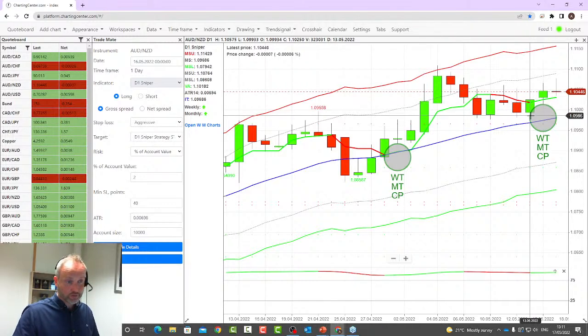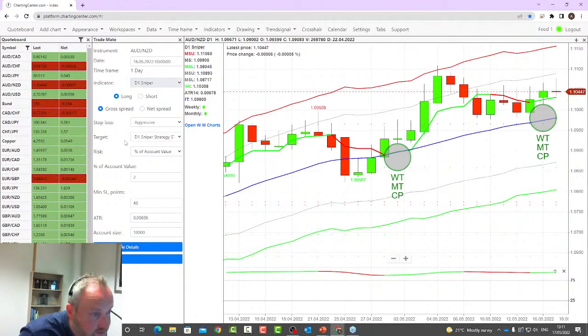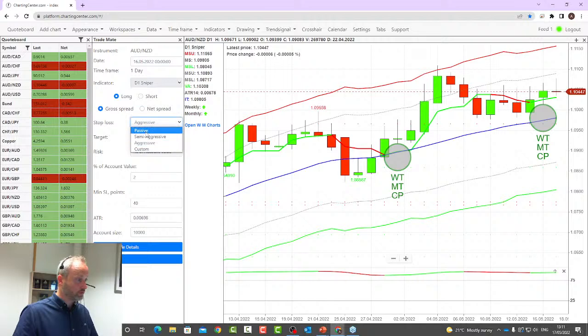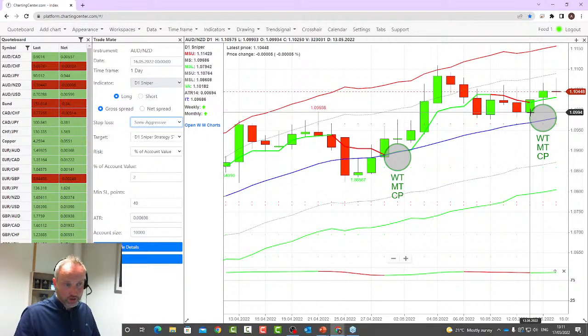What I'm going to do is use what I call our semi-aggressive stop. Why am I using that one? It just puts it below this bar here. So it gives it a little bit of room.